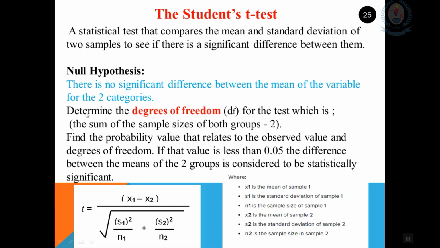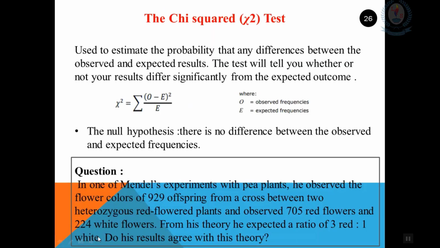And there's another thing that you have to find. It's the degrees of freedom. It is equal to the sum of the sample sizes of both groups minus 2. So find the probability value that relates to the observed value and the degrees of freedom. If the value is less than 0.05, the difference between the means of the two groups is considered to be statistically significant.